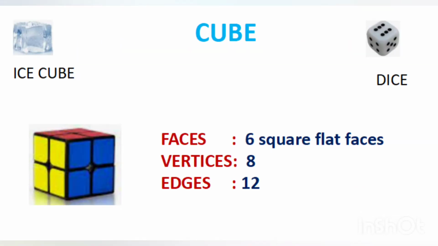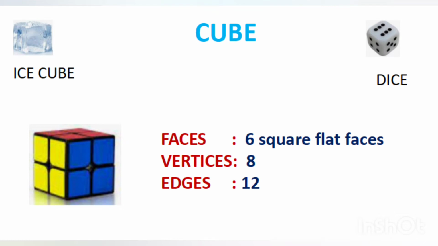You can see a cube. Cube has all the dimensions length, breadth and height equal. Ice cube, dice. Here you can see on the screen. How many faces does it have? 6 faces, and all the faces are square. They are flat surfaces. Vertices give the idea of a corner. So 4 corners on the top and 4 corners on the bottom, that is altogether 8 vertices.